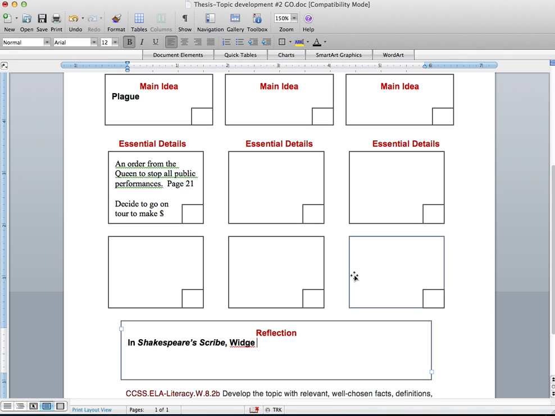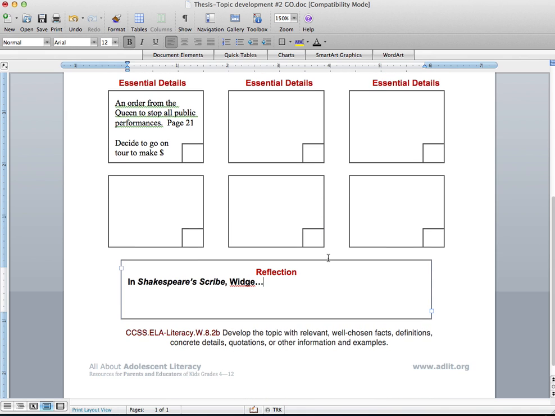So under each main idea, you will have at least one essential detail with a page number and at least one that is a fact, but you do not need a page number for it. If you cannot find 2 essential details for each one today during class, then you'll need to find the other one outside of class for homework. Your last step is a reflection, and we will get to those at some point in the future.